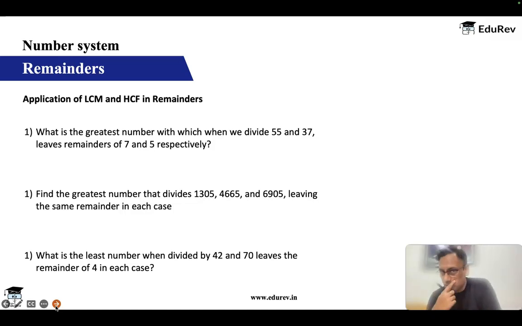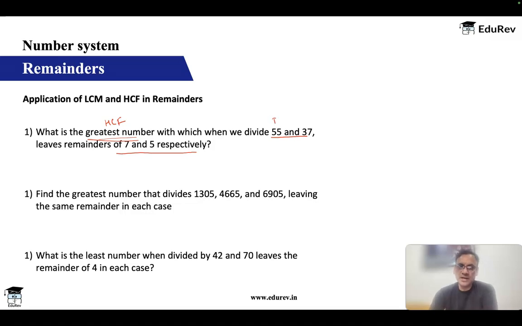Then we use LCM HCF concept also in remainders. I'll do some examples so that you understand this. For example, what is the greatest number with which, when we divide 55 and 37, remainders are 7 and 5 respectively? Does this question ring a bell? Did we do this question some time back? What is the greatest number? First, the question says the greatest number, so it has to be HCF, right? With which, when we divide.